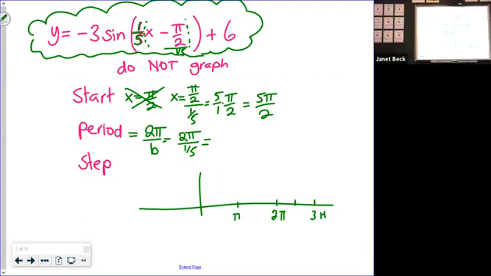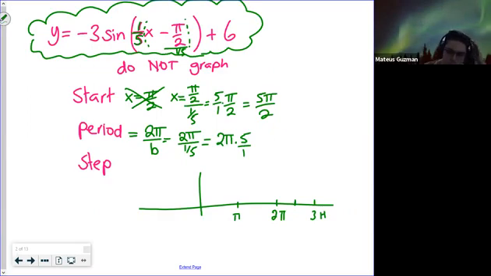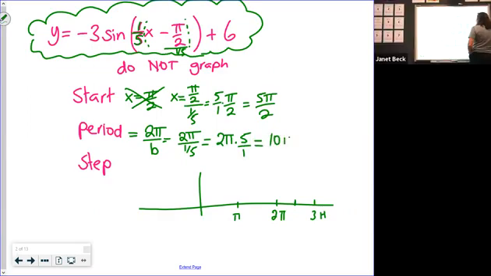Please. Not everyone's being bold enough to answer. You're waiting for me to fill it in. Mostly getting it right. A couple getting a slight mistake there. Remember how to divide by a fifth? You multiply by the reciprocal. So you've got 2 pi times the reciprocal, 1 over. Flip it upside down. Gives you 10 pi. Yeah, 10 pi.